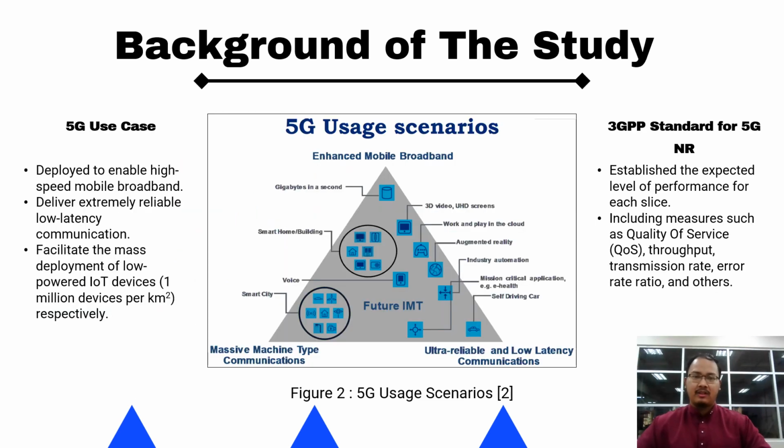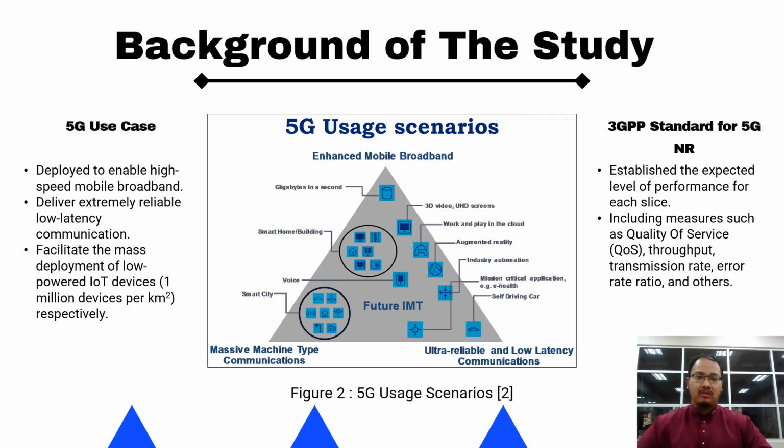5G has three use cases. First is the Enhanced Mobile Broadband Communication, eMBB. Second is the Ultra Reliable Low Latency Communication, URLLC. And last, the Massive Machine Type Communication, mMTC. These use cases establish the requirements and building blocks for the 5G network.